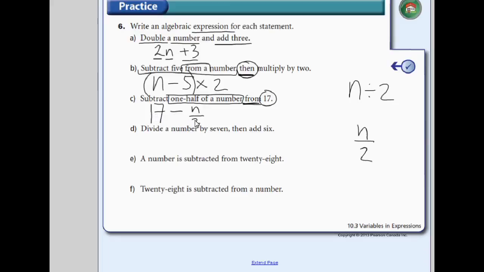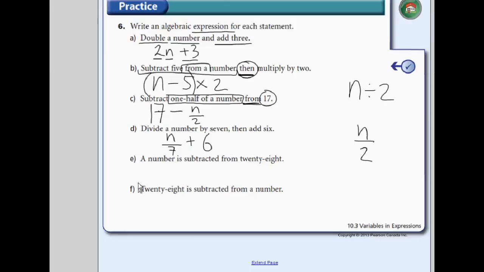So it's funny. In this case, you read it from right to left. Subtract 1/2 of a number from 17. Whereas here we read left to right. Next one, divide a number by 7, then add 6. Well, that's easy. Take my number, divide it by 7, then add 6.